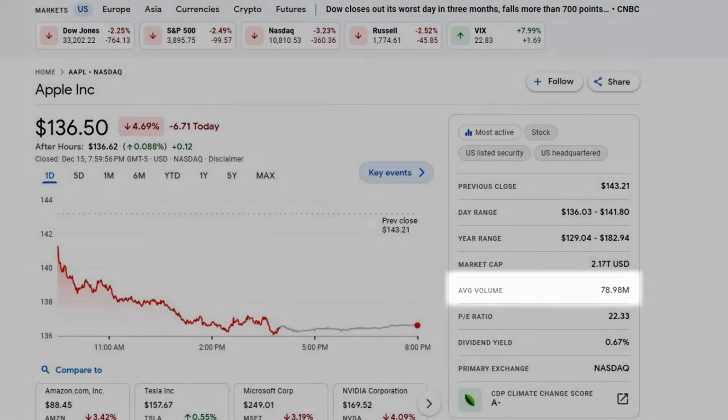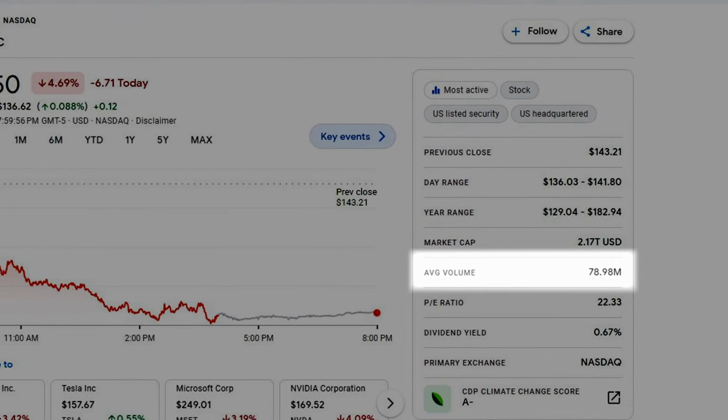Before submitting a market order, it's usually a good idea to check the daily trading volume for that security, which you can do by typing in the ticker symbol into Google, navigating to your favorite finance website, and looking it up. Right here on Google Finance, it has the stat on the very front page, average volume.